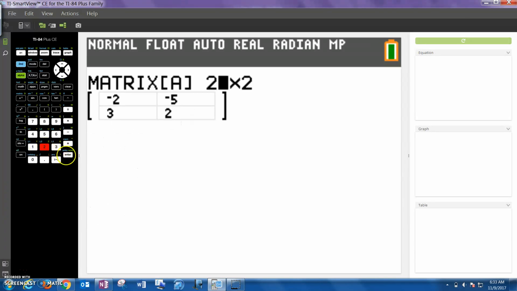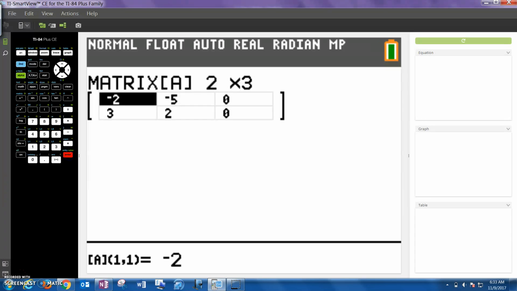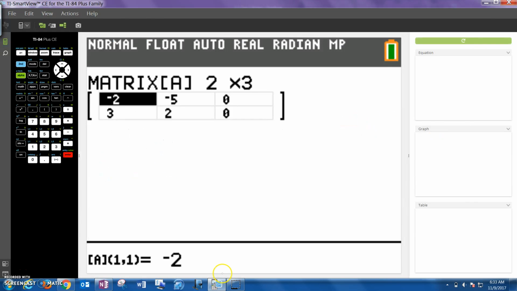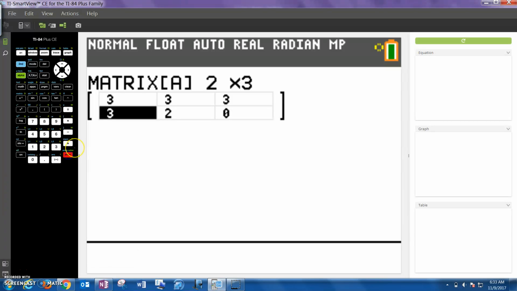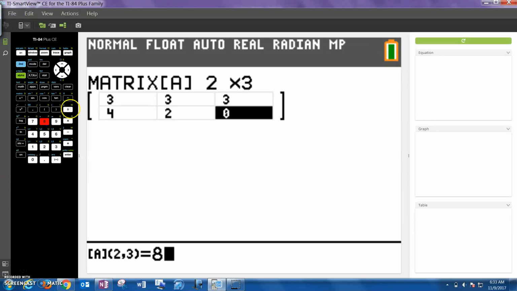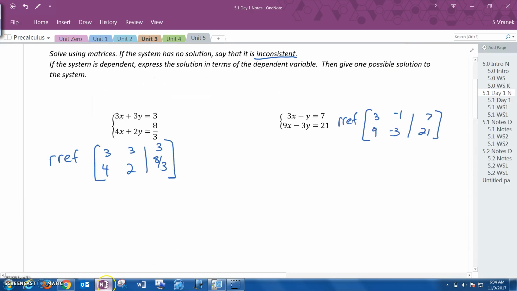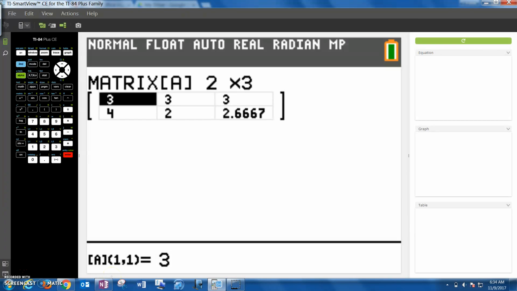And I want to do a 2 by 3. So my numbers were 3, 3, 3, 4, 2, 8/3. So I'm going to type in 3, enter, 3, enter, 3, enter, 4, 2, 8 divided by 3, and hit enter. I think I did that right. Yeah, it is. Okay, so your matrix should look like this.